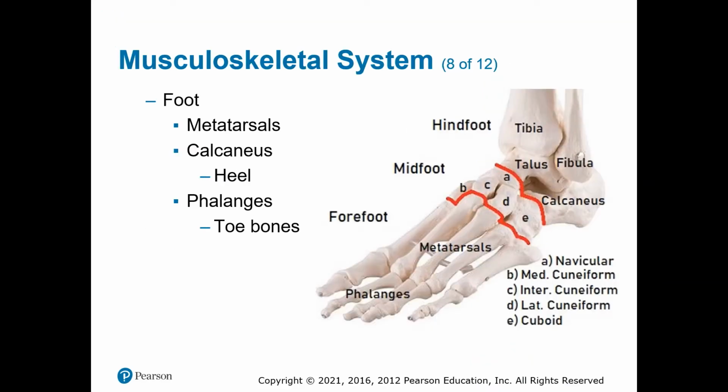Again, in your foot, you've got your metatarsals, your calcaneus, which is the heel, and then the phalanges, which are the toe bones.